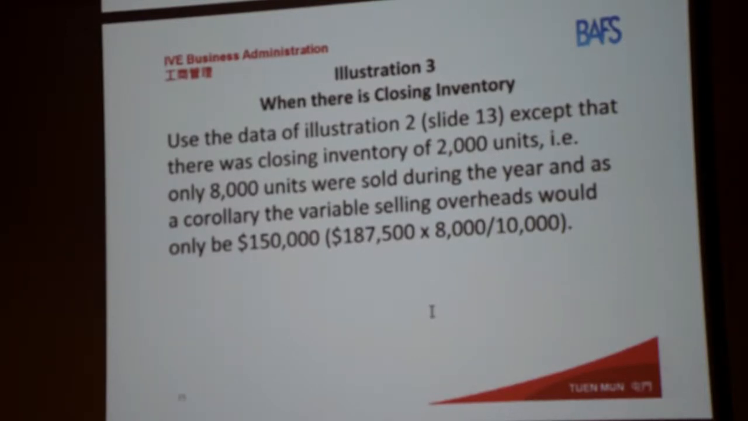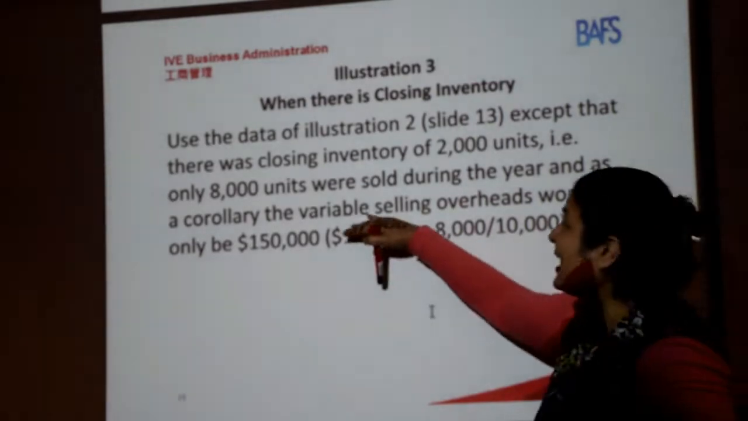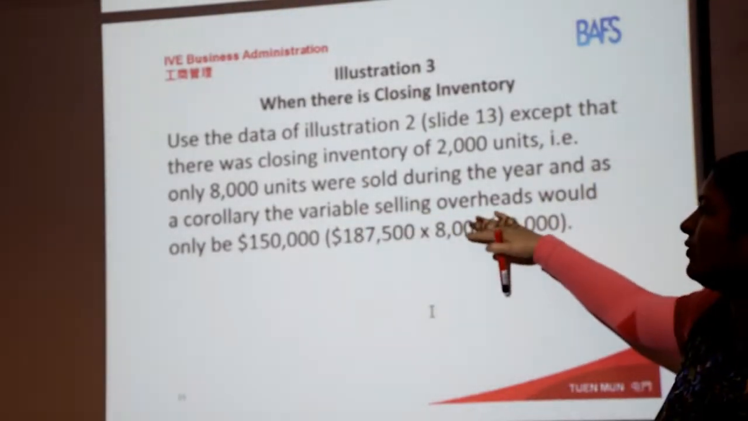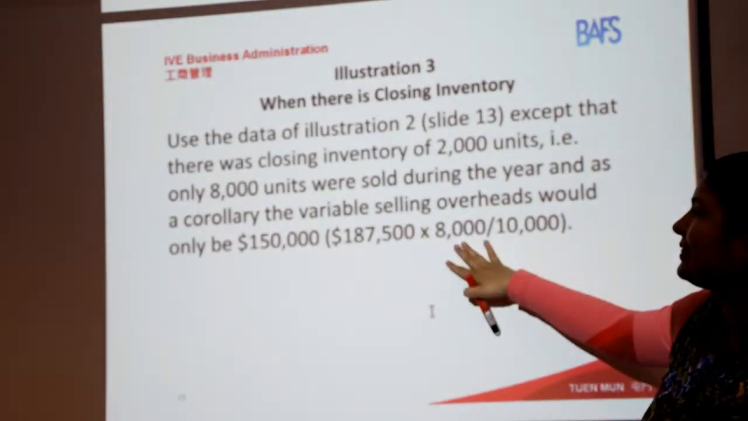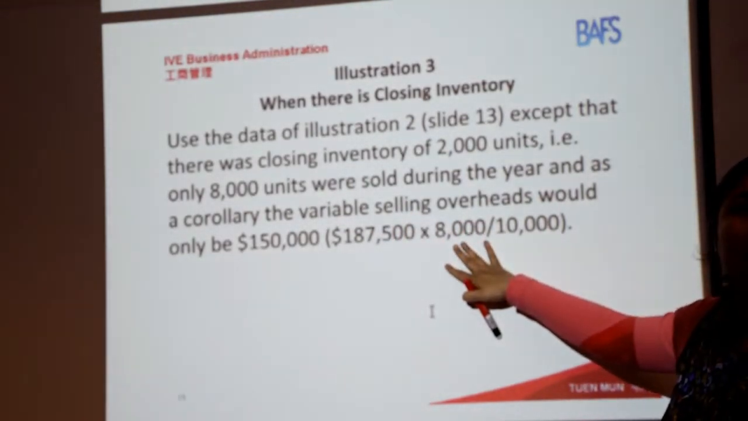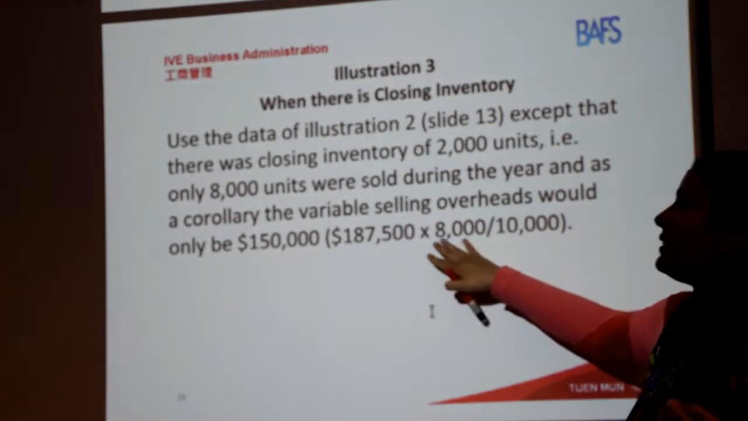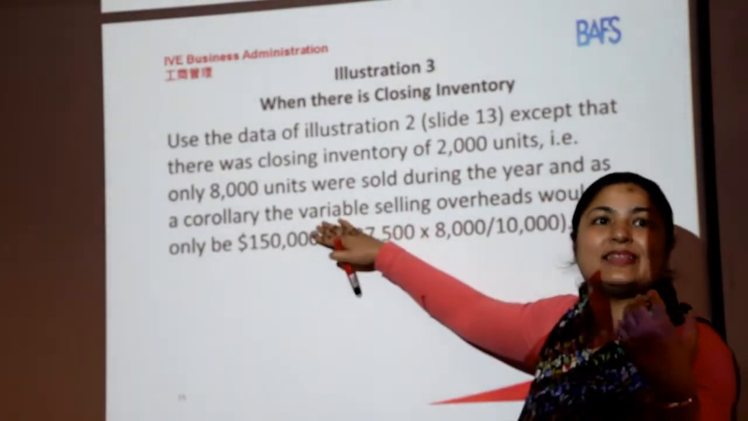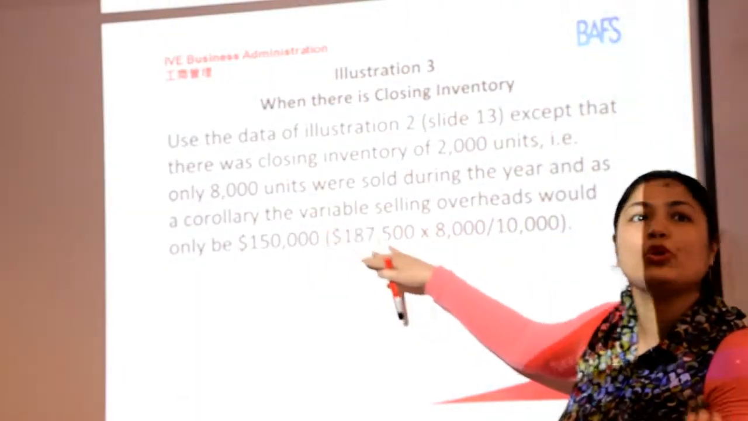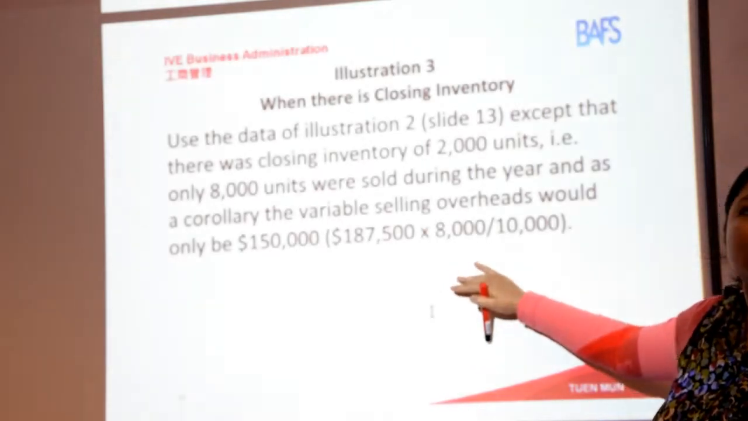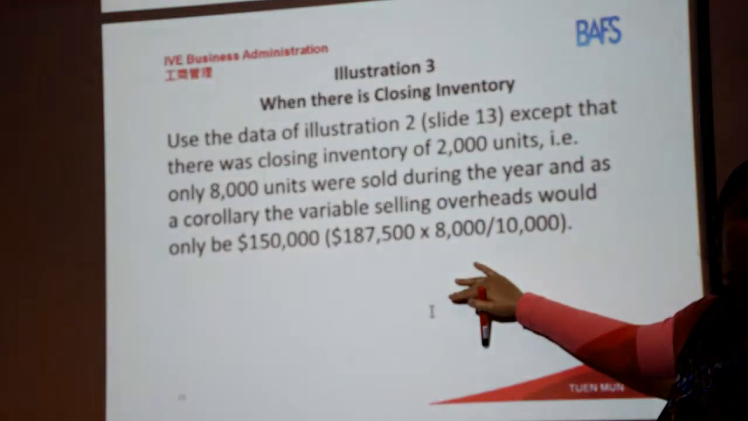Because we are looking at only 8,000 units to be sold, we have to divide the variable selling overheads between these 8,000 sold and the 2,000 unsold. Because they are variable, it means they vary with the sale. So if you are not selling something, you shouldn't be taking that cost into consideration.